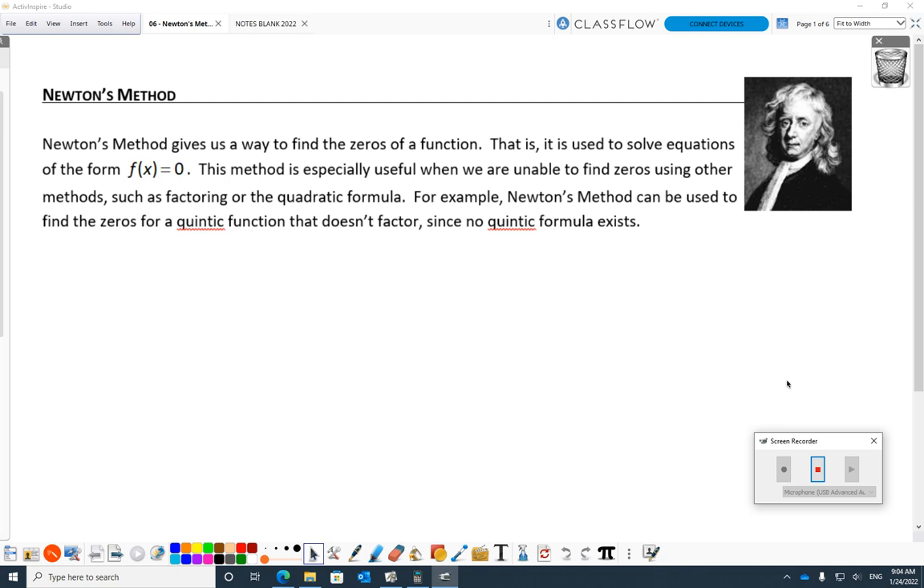Watch. Newton's method gives us a way to find zeros of a function. That is, it is used to solve equations of the form f(x) = 0. This method is especially useful when we are unable to find zeros using any other method, such as factoring or the quadratic formula. For example, Newton's method can be used to find the zeros of a quintic. That's degree 5, by the way. Function that doesn't factor since no quintic formula exists.